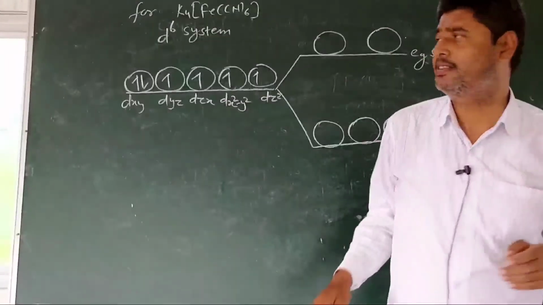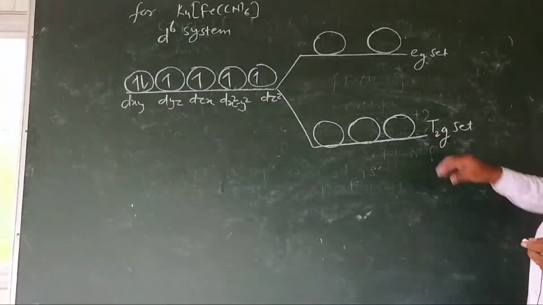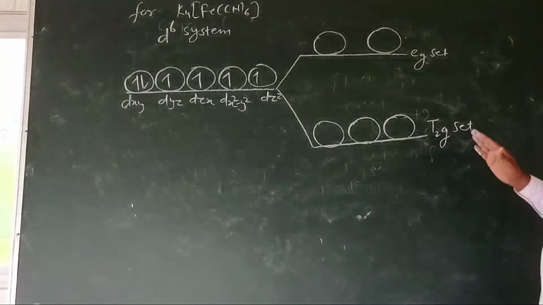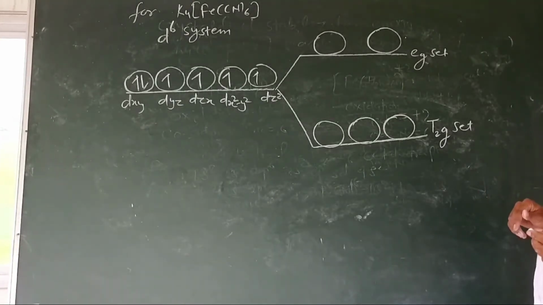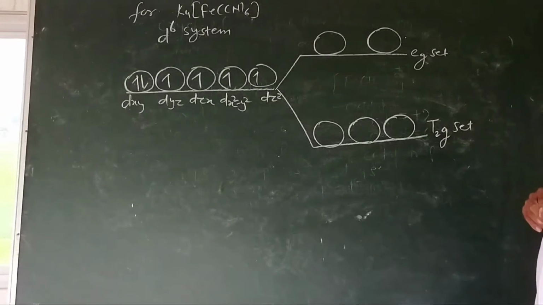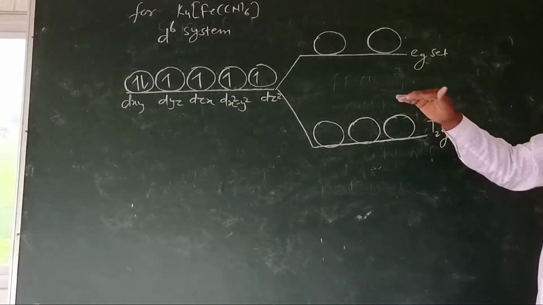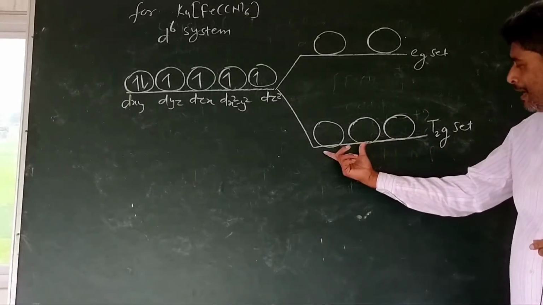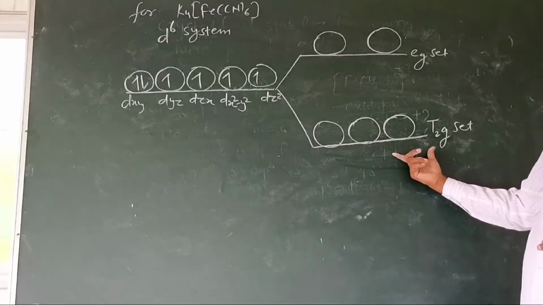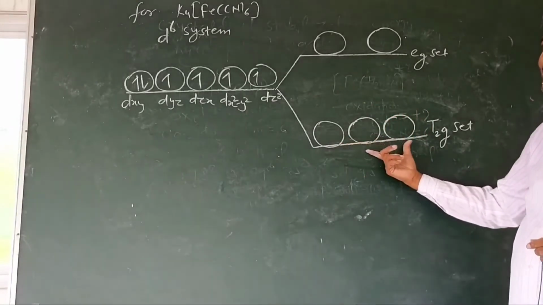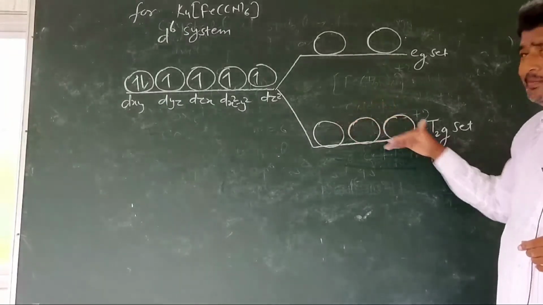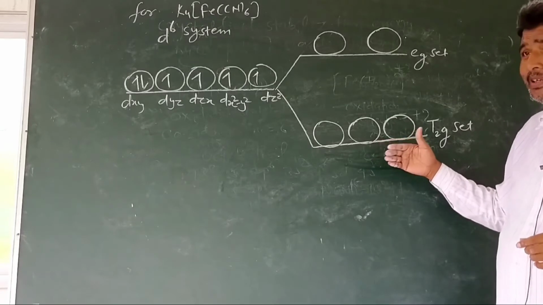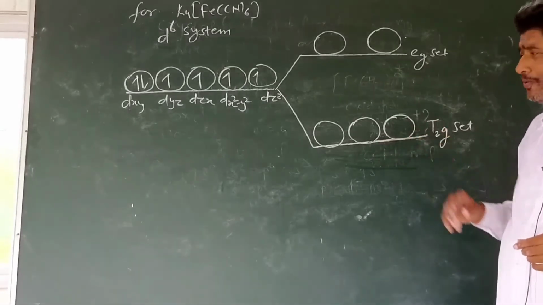Now these 6 electrons are distributed in these two sets according to Aufbau. Electron first occupies the lower orbital. It means electrons will enter the T2G set. Here there are 3 orbitals in the T2G set, and all these 3 are degenerate. Degenerate means having the same energy. If degenerate orbitals are available, then distribution follows Hund's rule.